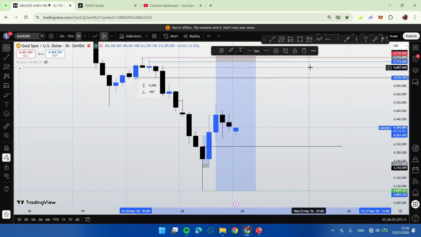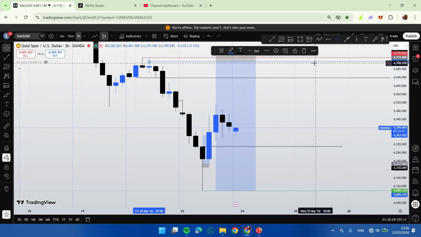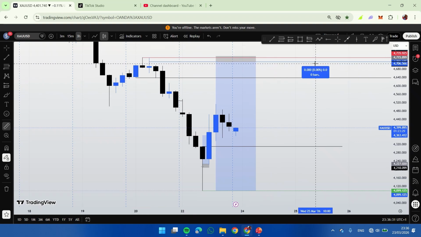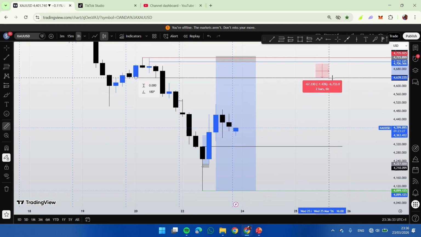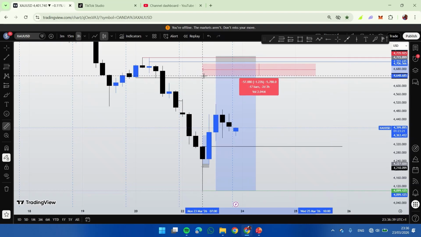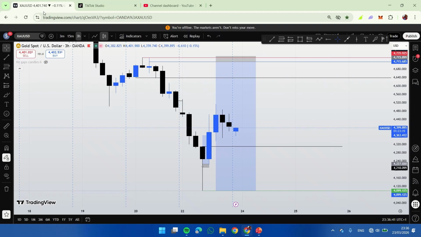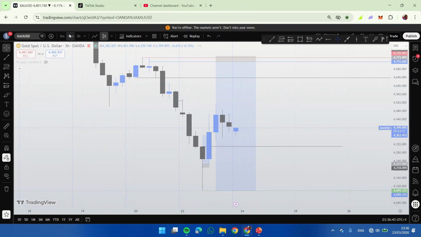So this range here, this range right here, this range, I'm trying to mark it. This particular area is where I'm likely going to take a trade so far as I see confirmation on the lower time frames. So let's go to 15 minutes. This is where we are going to see our entries.